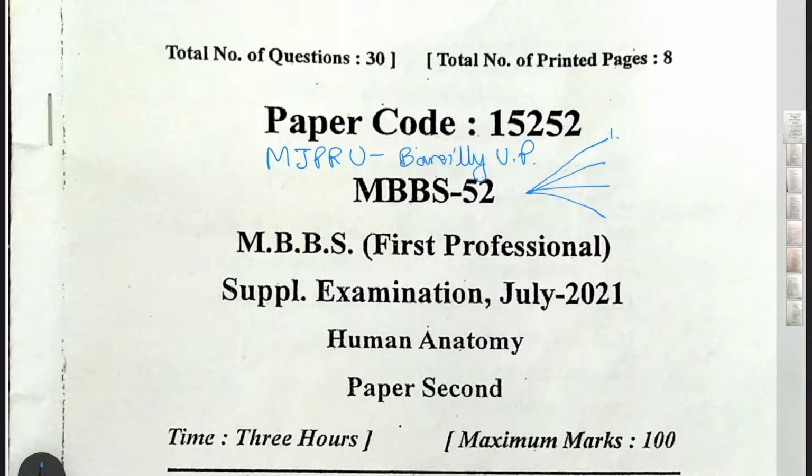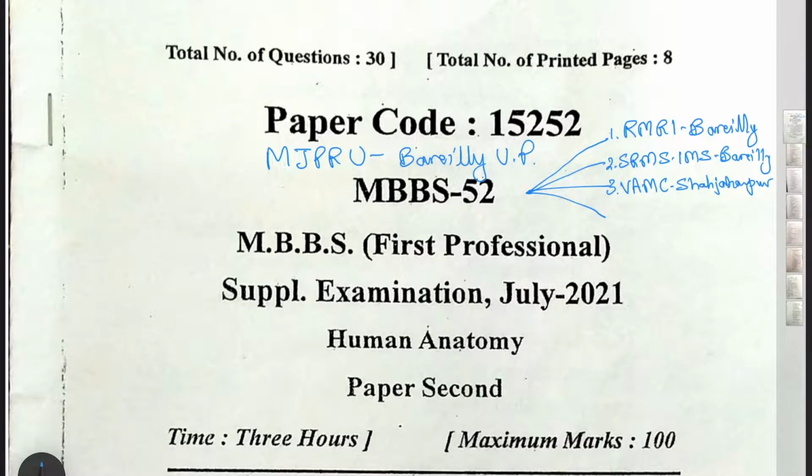So one is RMRI Bareilly, second is SRMS IMS Bareilly, third is Varun Arjun Medical College Jahanpur, fourth is Government Medical College Budaun, Uttar Pradesh. So this question paper of human anatomy is of the MBBS first professional exam for the 2019 admitted batch.